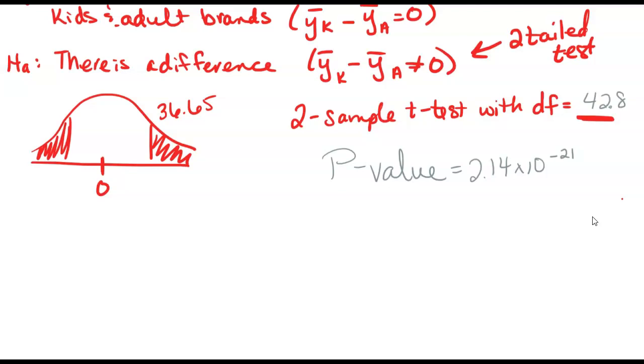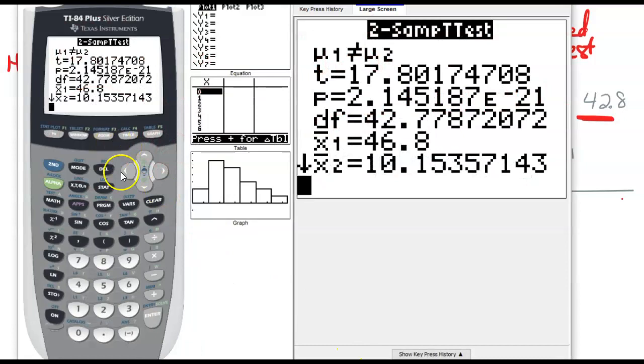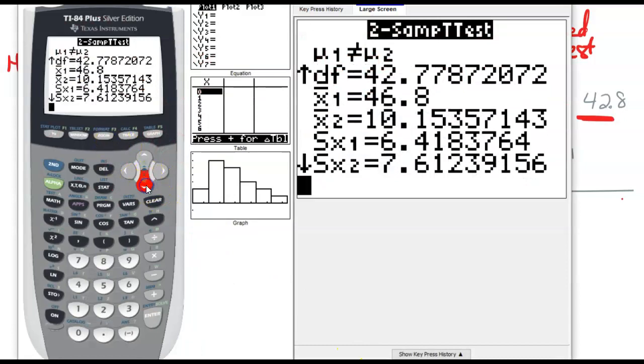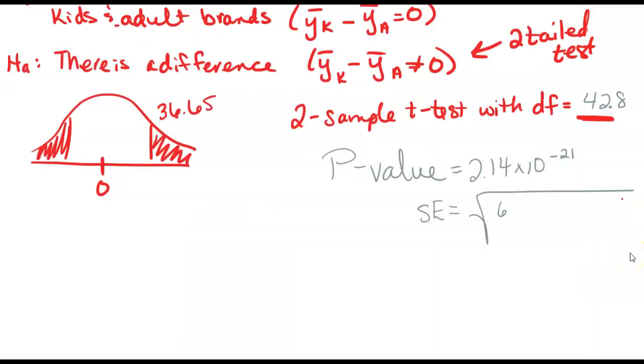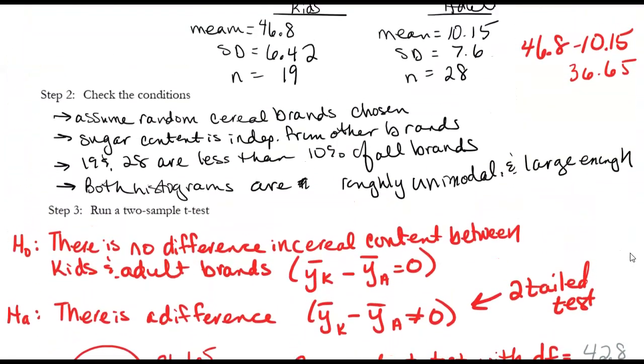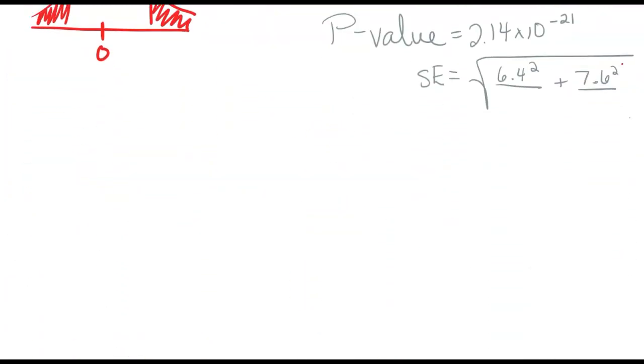And so now we have all the information we need. If we wanted to list our standard error from the sample, I do want to do this so we see. Let's scroll down here. And these are our two standard deviations, 6.4 and 7.6. So we have to do 6.4 squared, 7.6 squared. 6.4 came from the first sample of kids, which was 19.